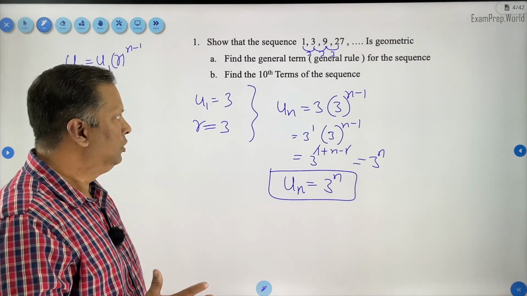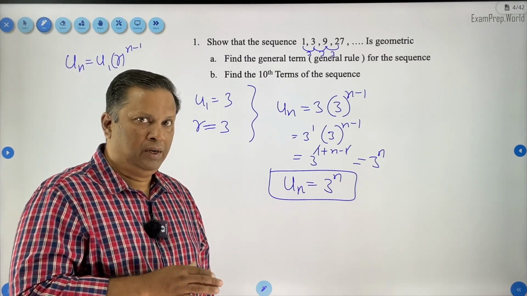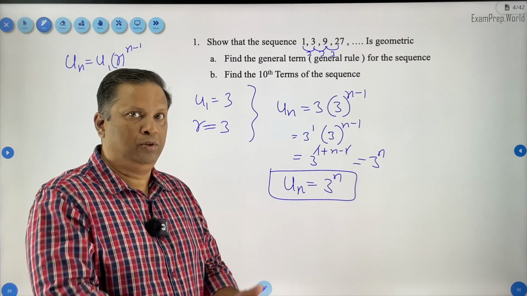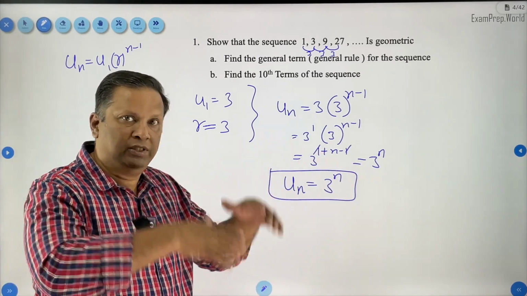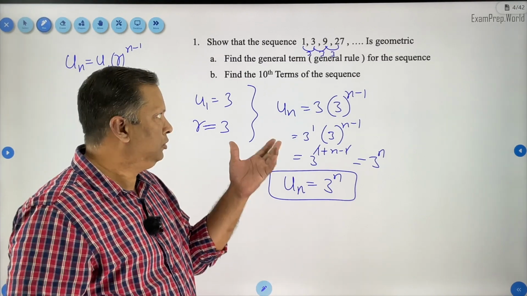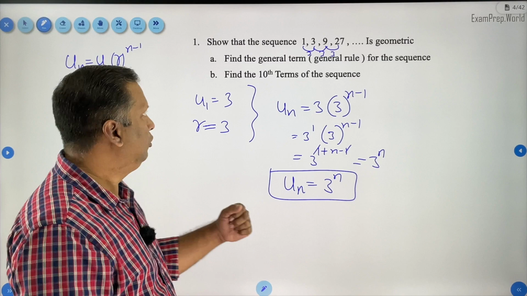Okay, understood? So I always tell you, keep pausing the video and write it yourself. Write with your pen, and don't try to write after seeing the whole video. It will not help. You should pause at every stage and do it yourself. Now we'll do part B.